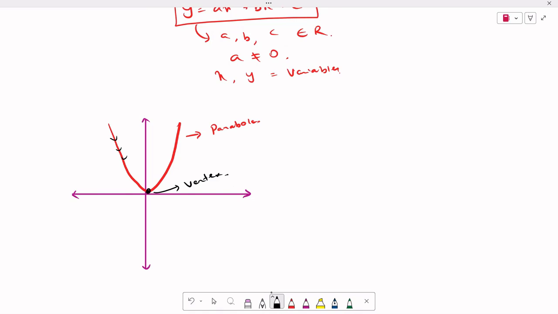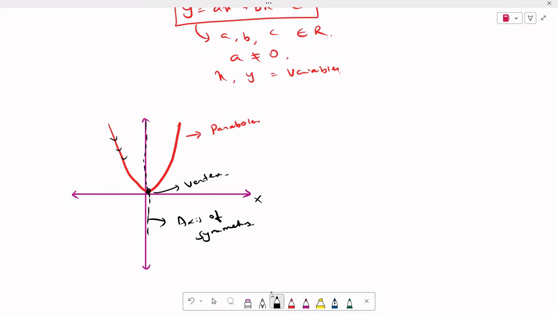If I draw a line which is perpendicular to the x-axis and which also happens to pass through the vertex, I get something known as the axis of symmetry. We call it the axis of symmetry because it divides the parabola into two equal halves. After drawing this axis of symmetry, I can see two halves of the parabola, the left half and the right half, and these two halves are equal.